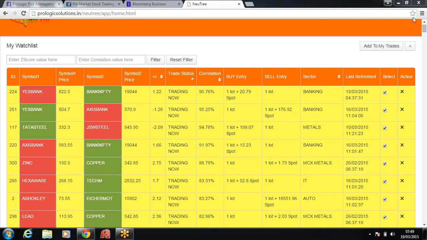Hi, let's see some of the paid trading calls that are still in progress. We are on March 19th. It's around 7:50 a.m. now. So let me just check which are the trades that have progressed from yesterday. We have this S Bank and Bank Nifty pair.